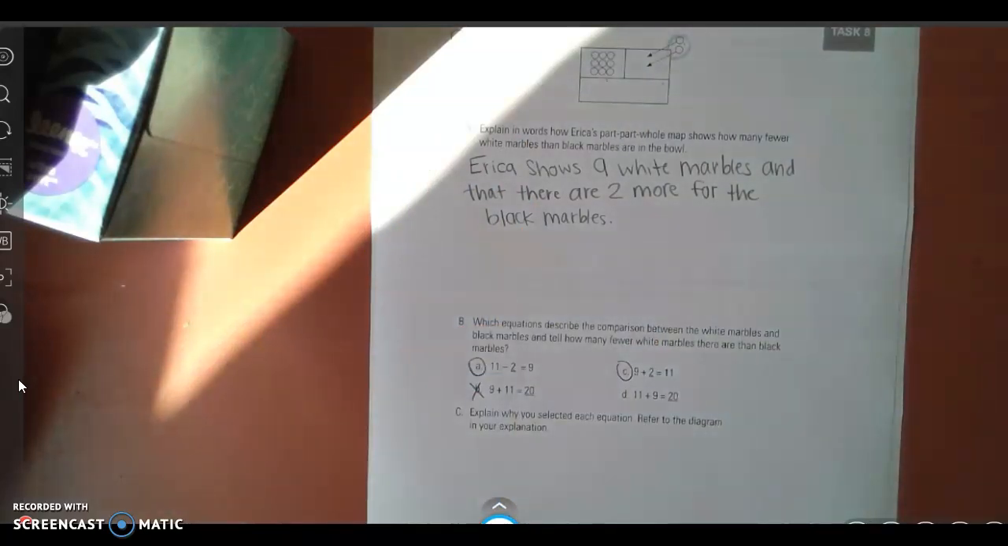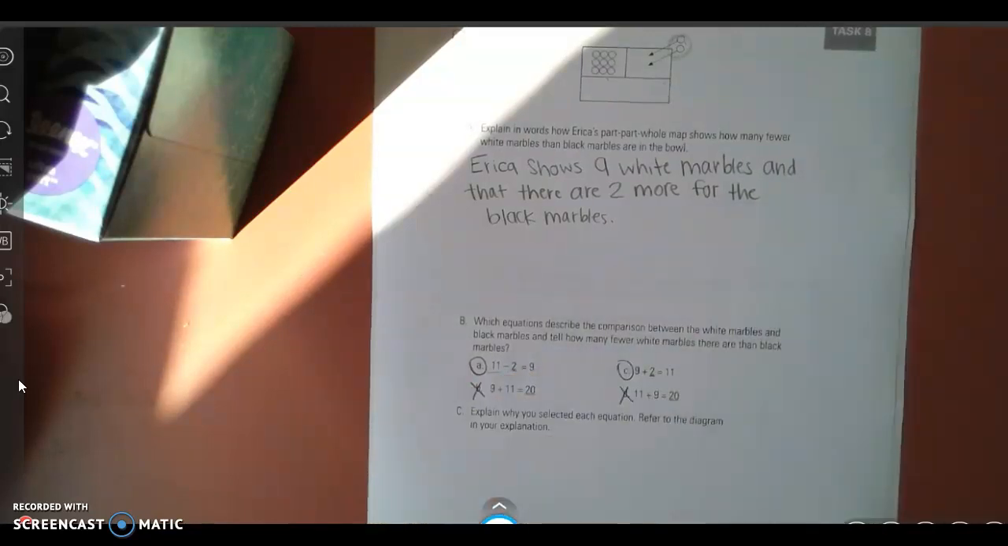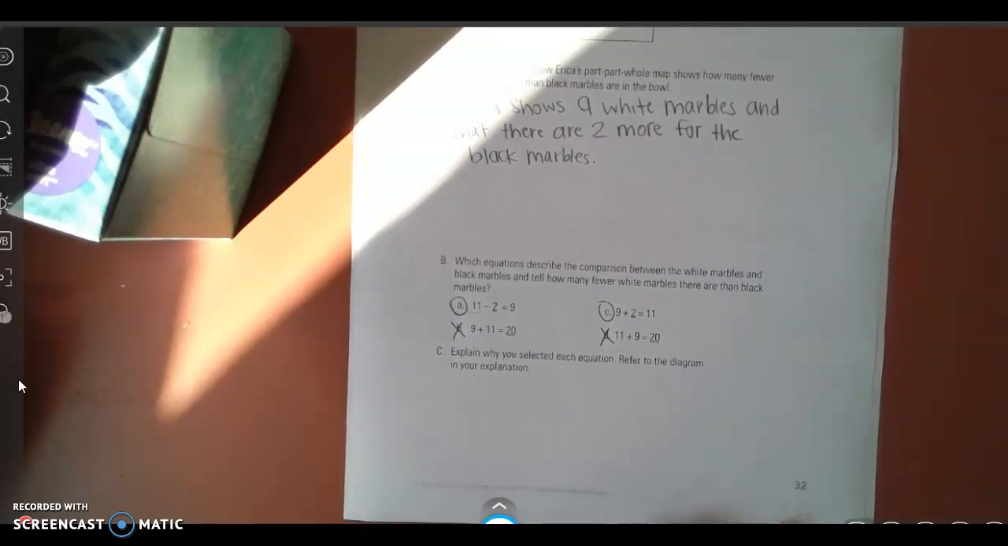And how about D? 11 plus 9 equals 20. Yeah, I don't think so either. I think that one is answering a different equation for a different kind of problem. So on C, you're going to do the same thing we did on the first page. You're going to explain why we chose the answers that we chose. So I'm going to pause again, give you some time to write, and then we'll check back.